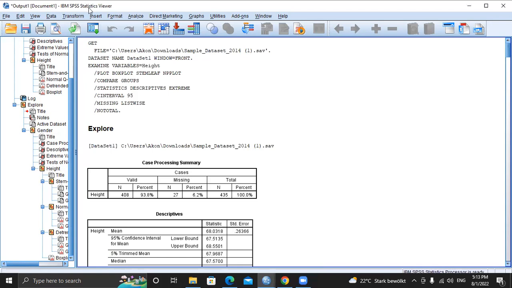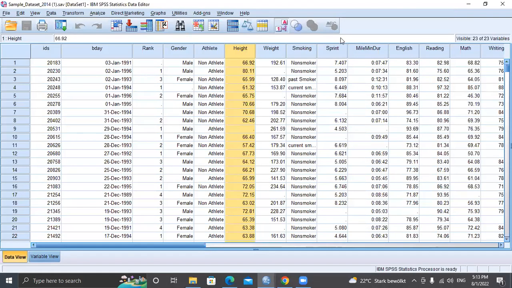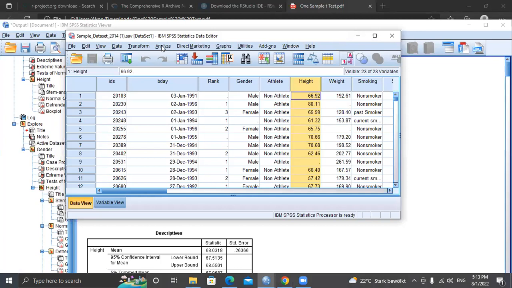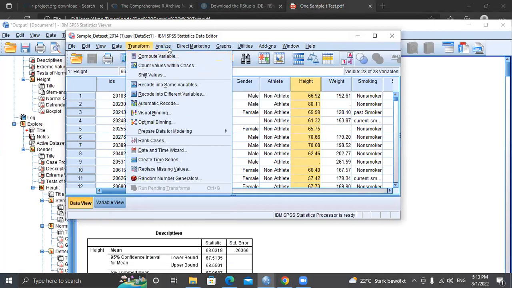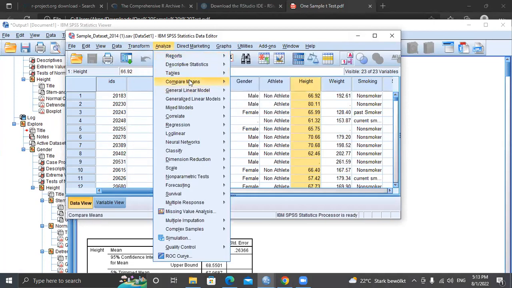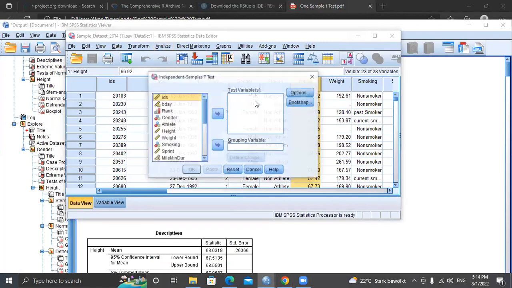You can take Analyze, or you go back to your data yourself. Minimize. Keep it small. Analyze, Compare Means, Independent Samples. We don't need to explore again. Yes, okay. Now, take height to the test variable, and then gender to the grouping variable.